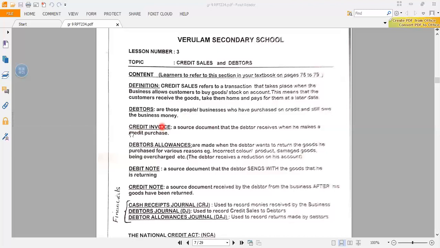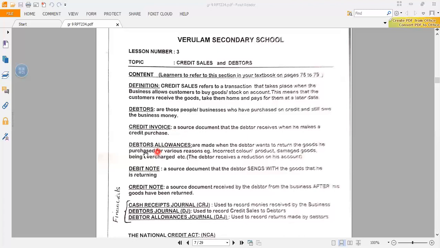That is a source document that the debtor receives when he makes a credit purchase. So when the debtor purchases from my business, I will give him a credit invoice. What remains in my books is a duplicate credit invoice. And I will record this transaction in a journal called the Debtors Journal.